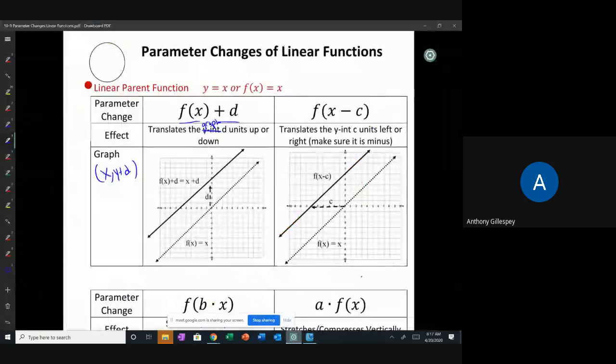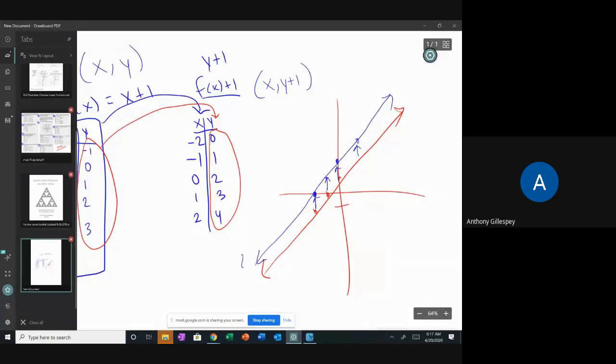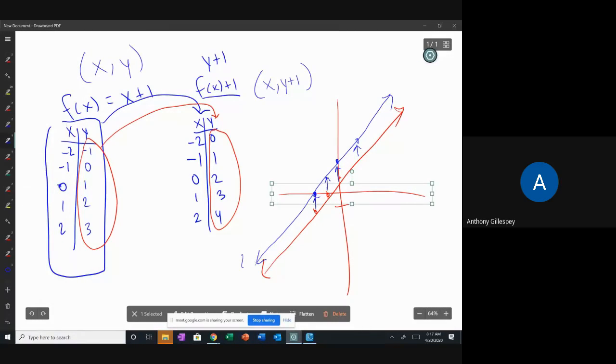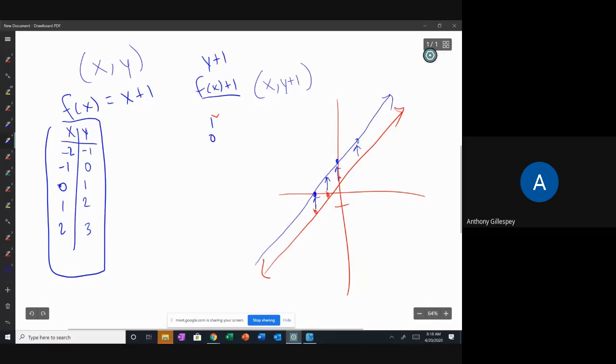So how is that happening? I really struggled with this when I first learned it, okay? I couldn't really wrap my head around it that much. So I'm going to make this here, and I'm gonna get rid of this.